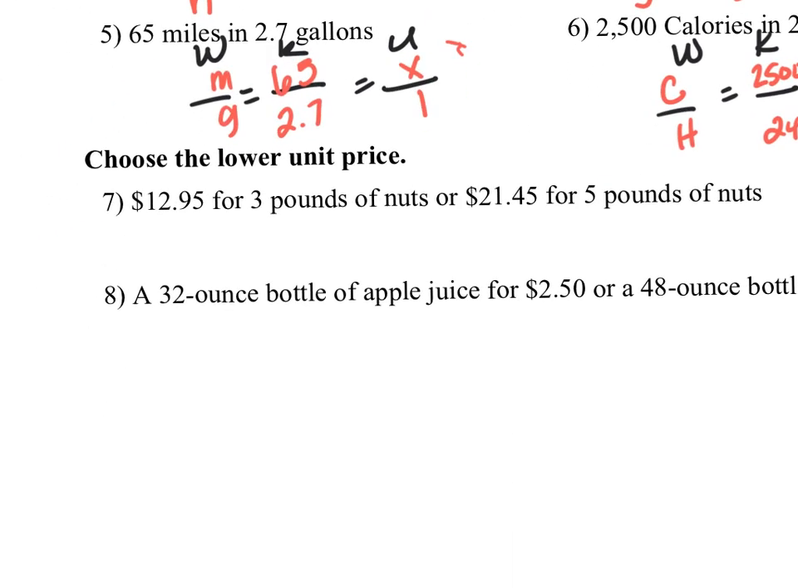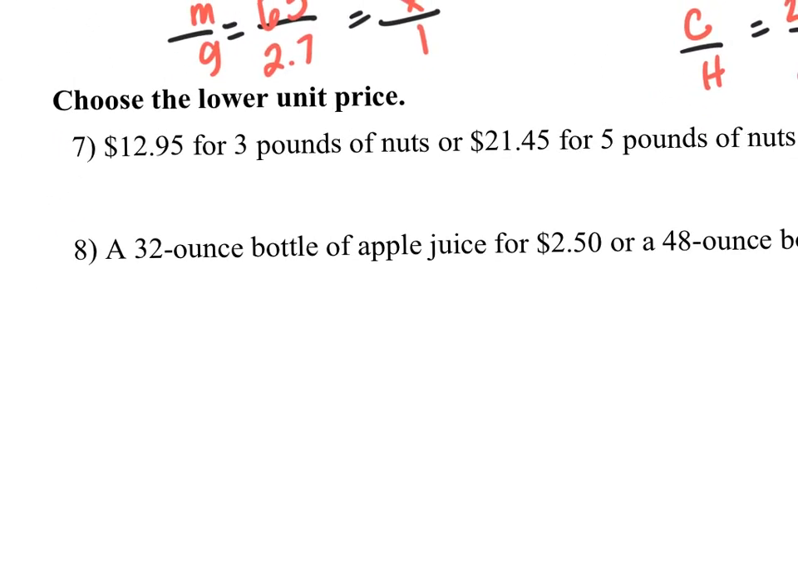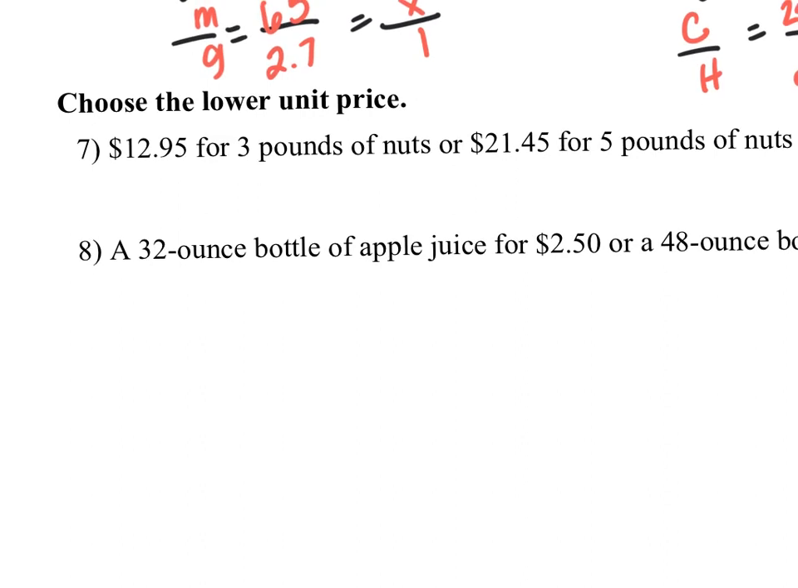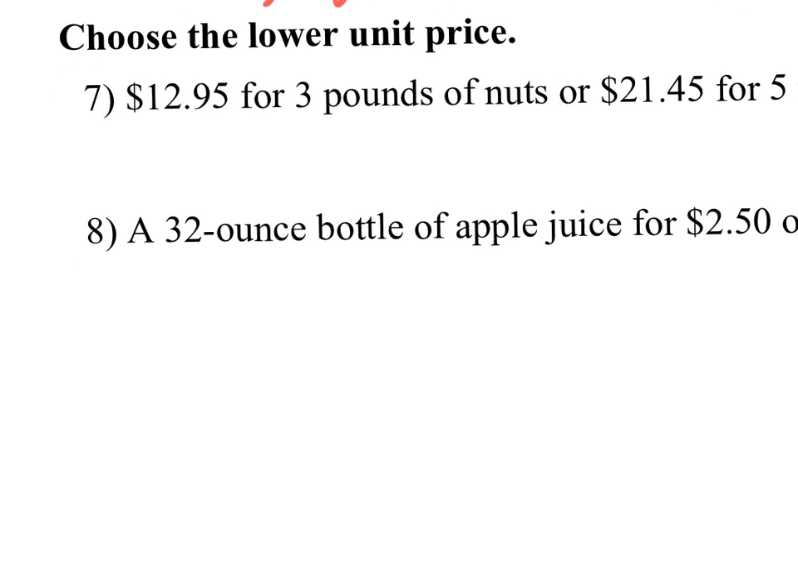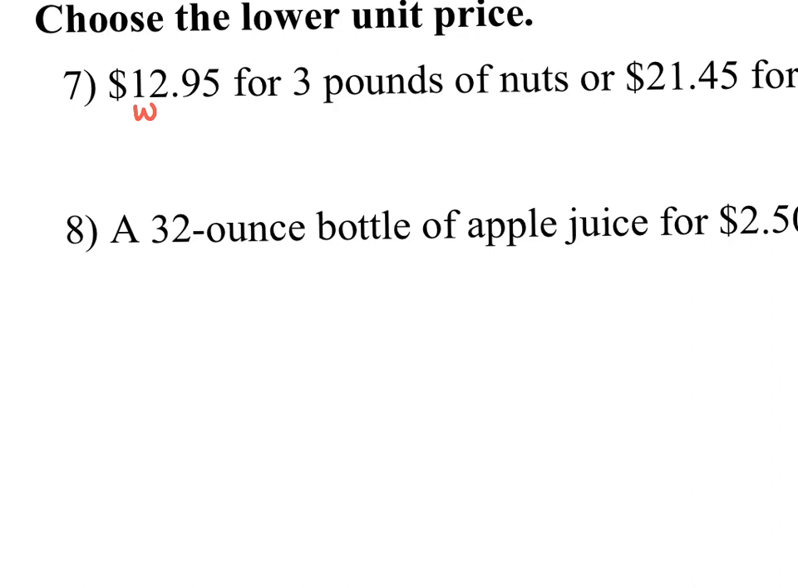Okay, number 7, we are going to solve. You are going to compare the 2 prices for the box of nuts or whatever it is, jar of nuts. So set this one up. Cost over pounds. So my words would be cost over pounds. So my first one would be my known, which would be $12.95 over 3 pounds. How much for 1 pound? And we would solve that.